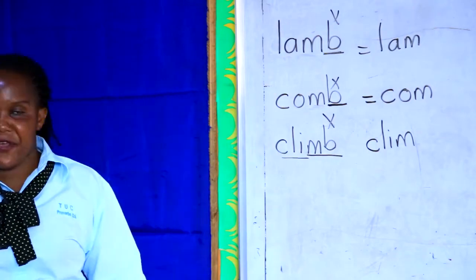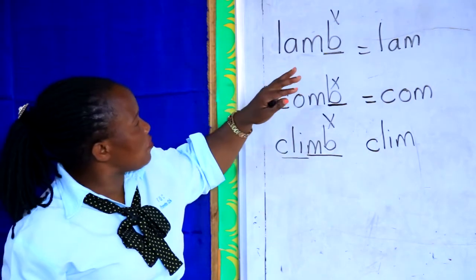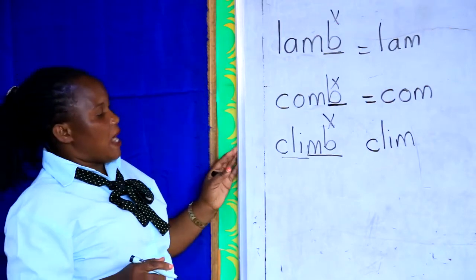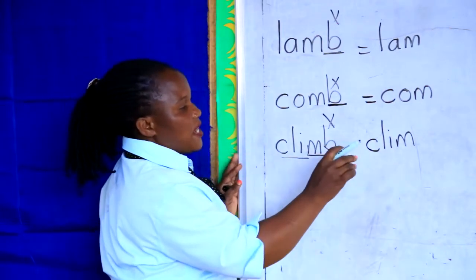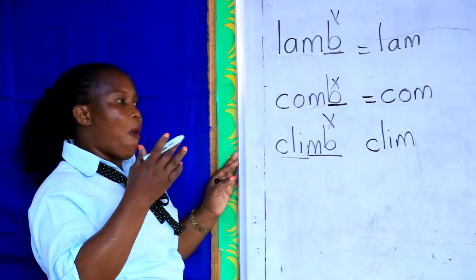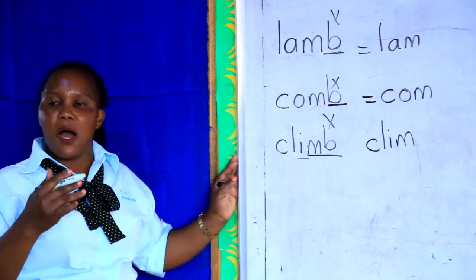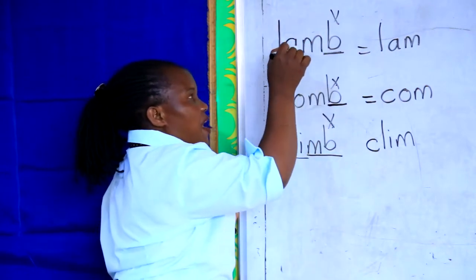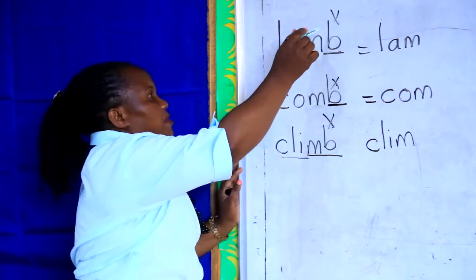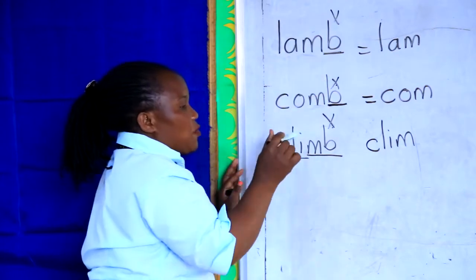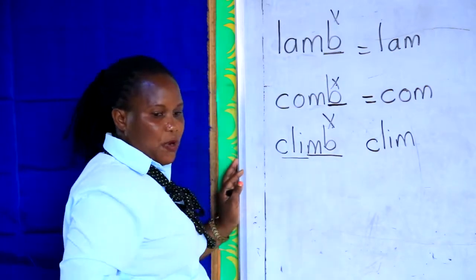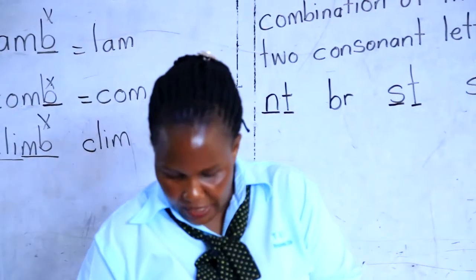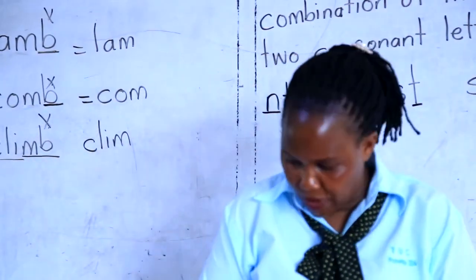I'm going to comb my hair. My lamb is sick. So we say comb, climb, lamb. We don't pronounce this B. If a word ends with M and B, you don't pronounce the B. Have you got it, class? Yes. That's very good.